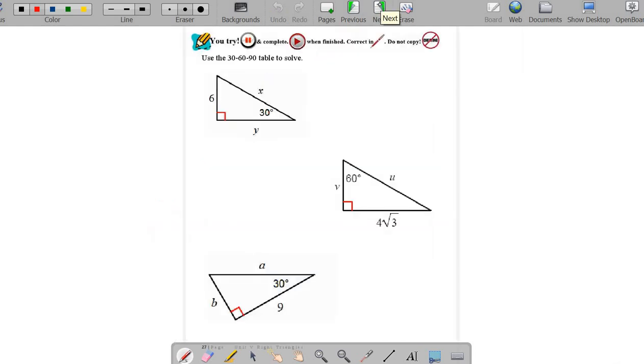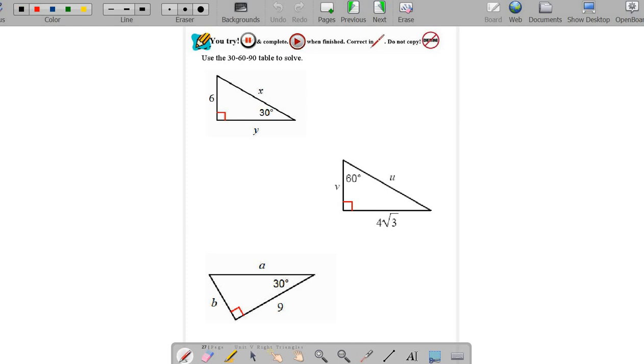This page, I'd like you to pause the video and really make the effort to do it yourself. Do not copy. I'd rather you get it wrong and correct your work than simply copy. So pause, and it should honestly take you about 60 seconds if you know what you're doing. Ready? Pause. Welcome back. Let's see how you did.